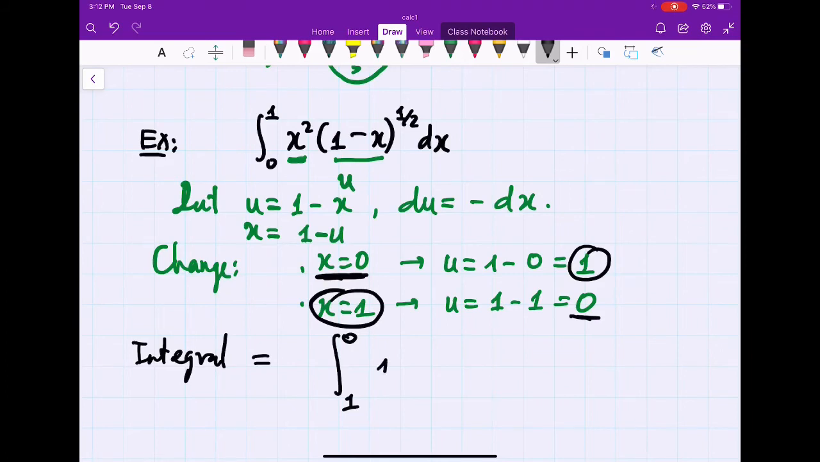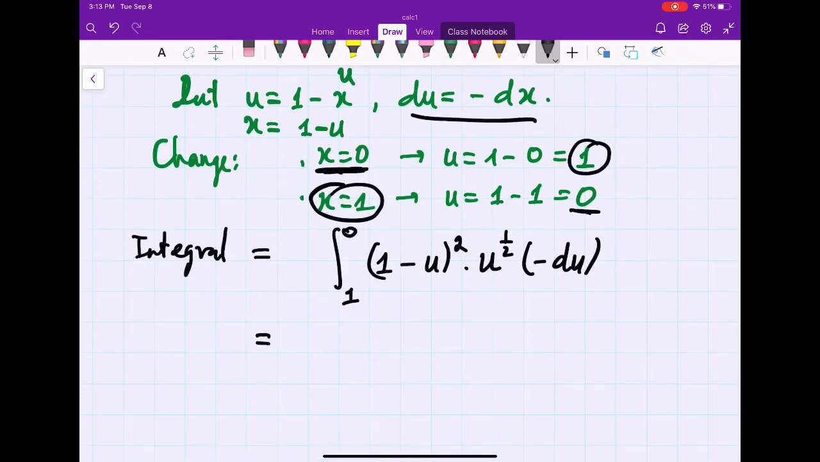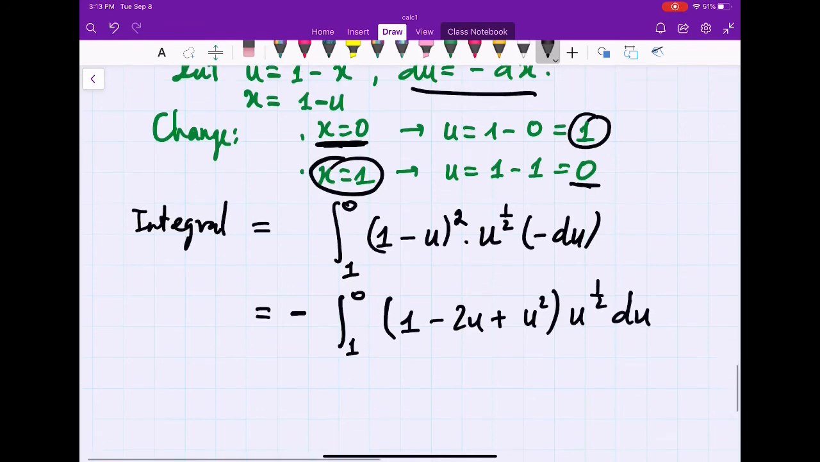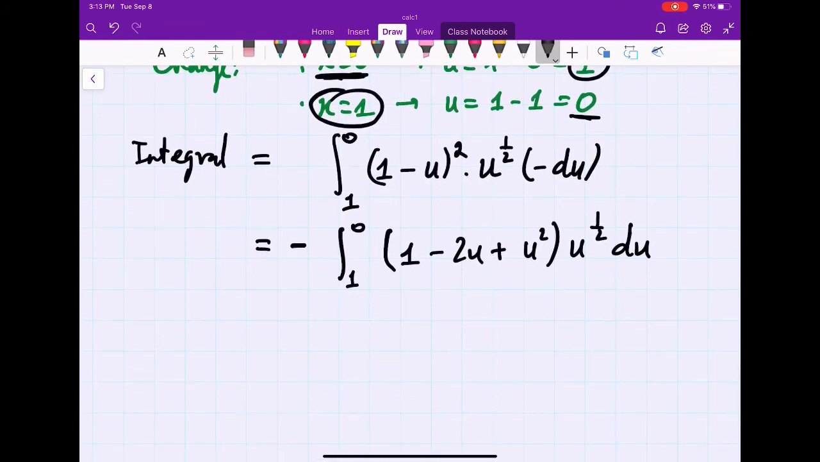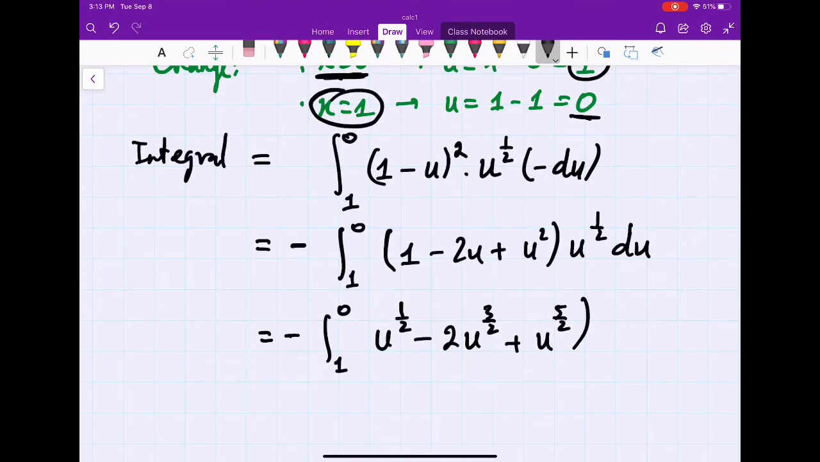Okay, let's finish this. I have 1 minus u, that is x, and then you square that. And then you get u to the 1/2. dx is negative du. That is from here. So I bring the negative 2 to the top. I get negative integral from 1 to 0 of (1 minus 2u plus u squared) times u to the 1/2 du. I distribute this, and I get negative integral from 1 to 0 of u to the 1/2 minus 2u to the 3/2 plus u to the 5/2 du.